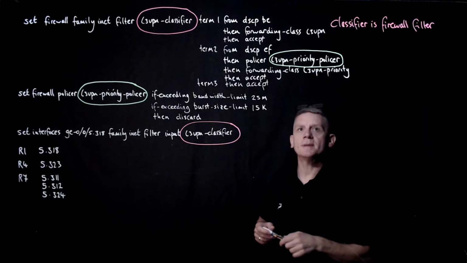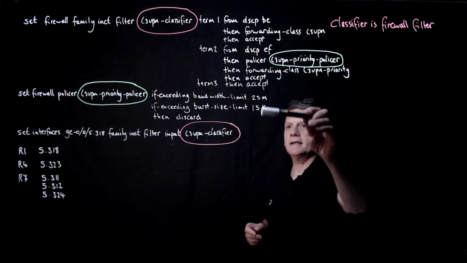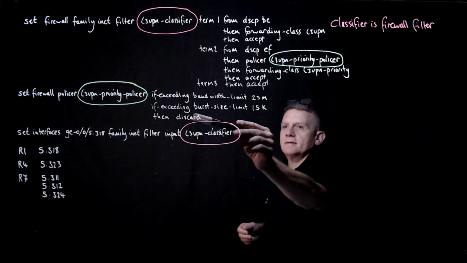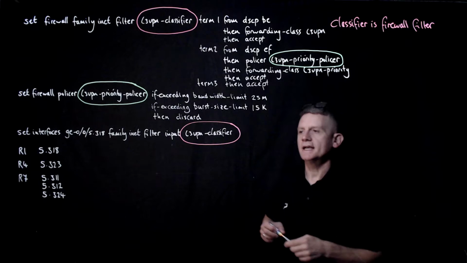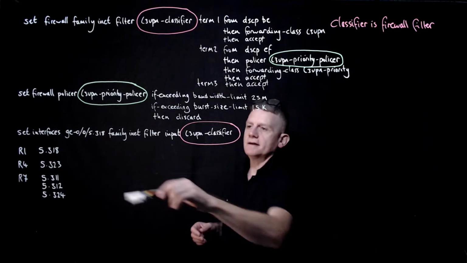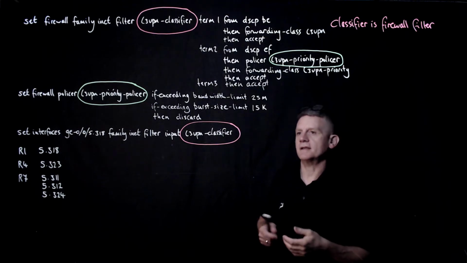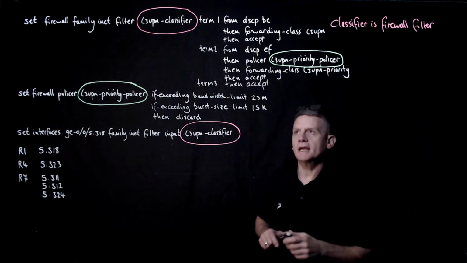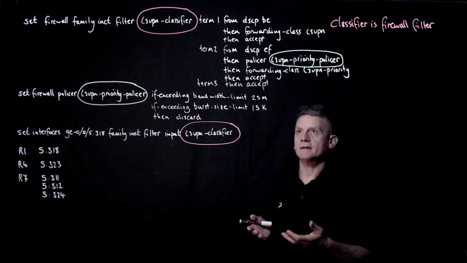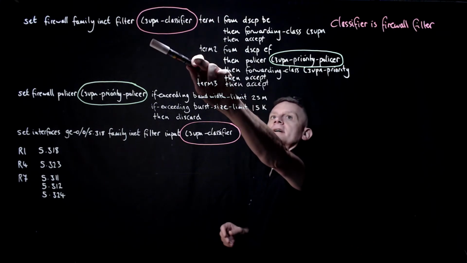So L3 VPN priority policer, here it is, set firewall policer, and basically if we're exceeding certain limits, we're going to be discarding. Then of course we have to attach this onto the interface, and there are several interfaces that are going to get this. These are customer L3 VPN interfaces, and this particular classifier is going to be a filter on the input. So quick recap there, this is a layer 3 VPN classifier, and it's a firewall classifier. Called it L3 VPN classifier.